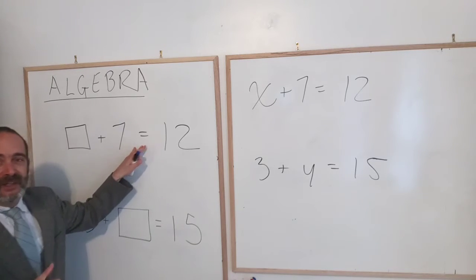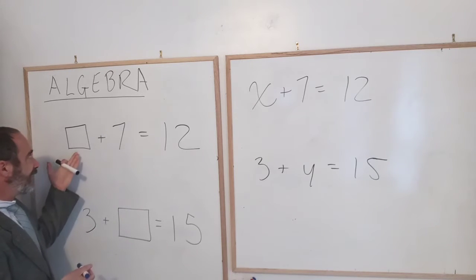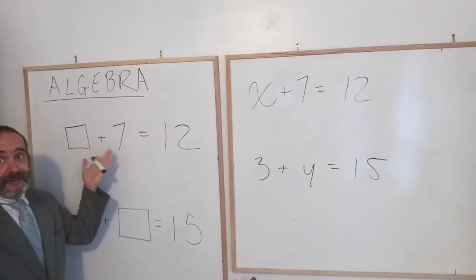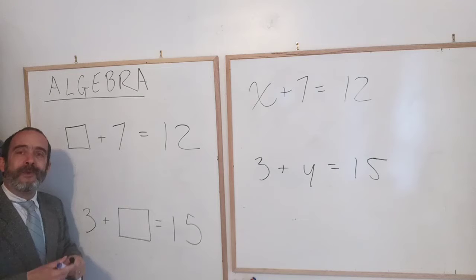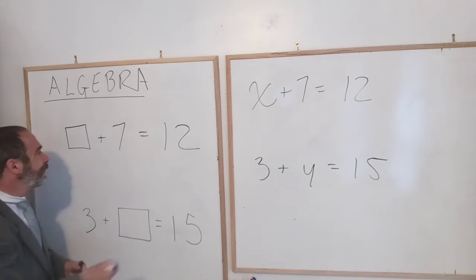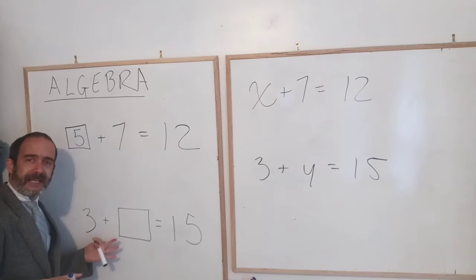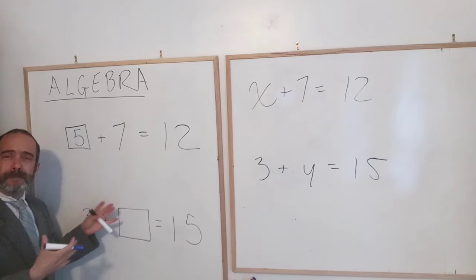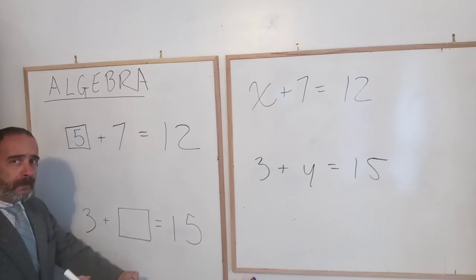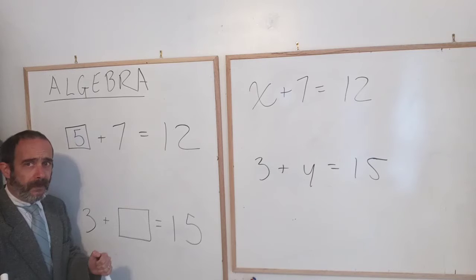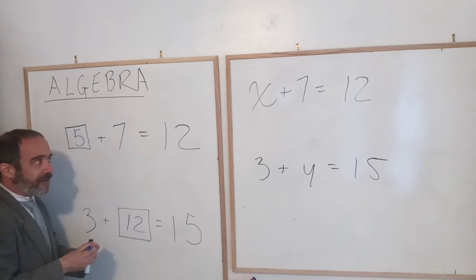So this is algebra. And looking at this question, I think you can see right off the top that something plus 7 equals 12. Something plus 7 equals 12. And what is that number? Well, you can see, it's 5. 3 plus something equals 15. 3 plus some number equals 15. You're right, it's 12. Okay, so those are correct answers.